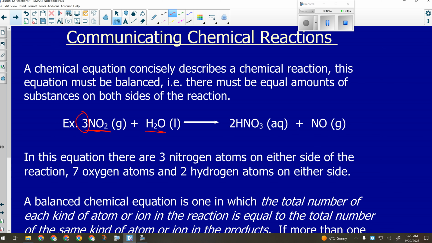You don't have to worry about the states of matter. What do you suppose AQ stands for? Aqueous. Aqueous, yes, means dissolved in water. So that's a solution, as opposed to a solid or a liquid or a gas.